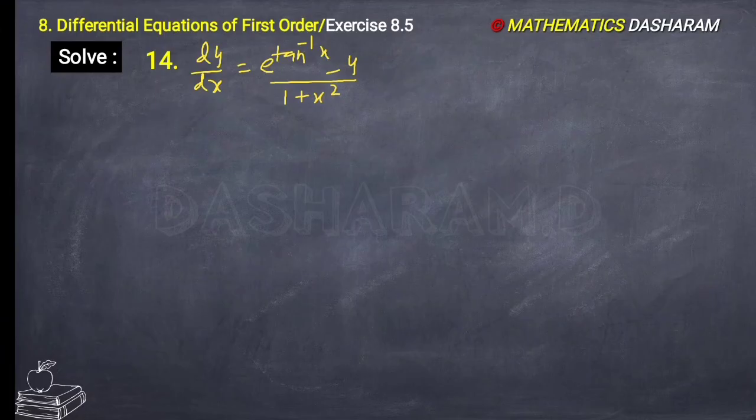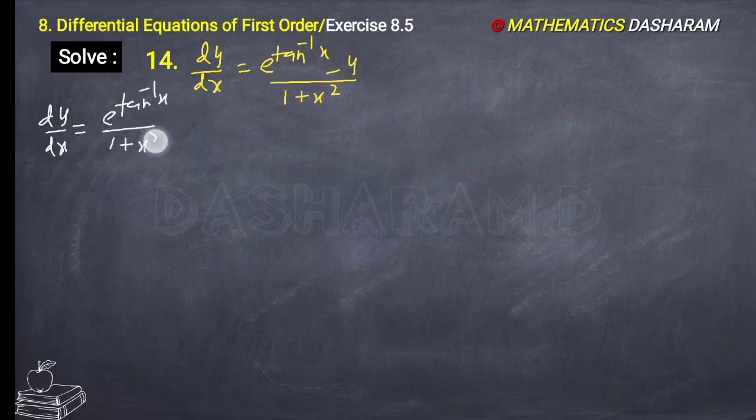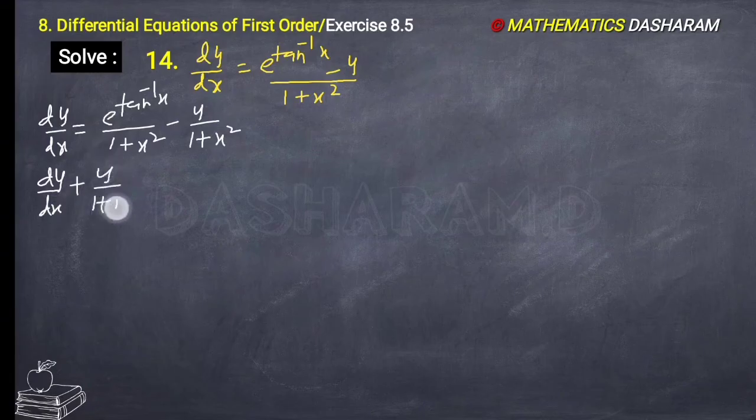14th question, dy by dx equals e to the power of tan inverse x minus y by 1 plus x square. So dy by dx equals e to the power of tan inverse x by 1 plus x square minus y by 1 plus x square. Next, dy by dx plus y by 1 plus x square equals e to the power of tan inverse x divided by 1 plus x square.